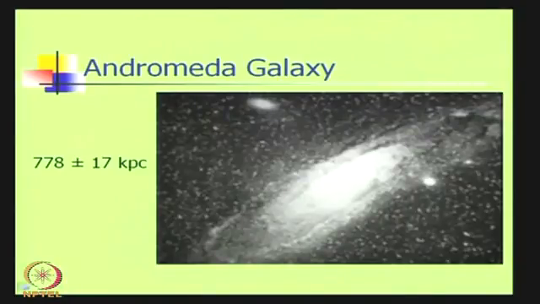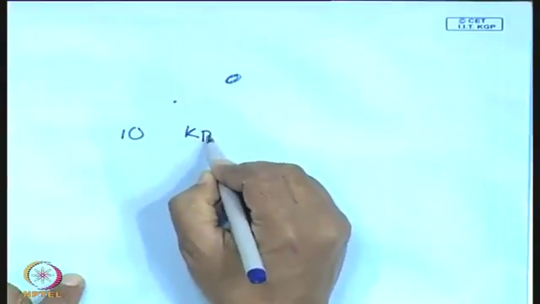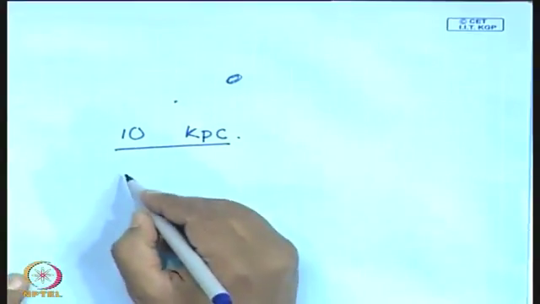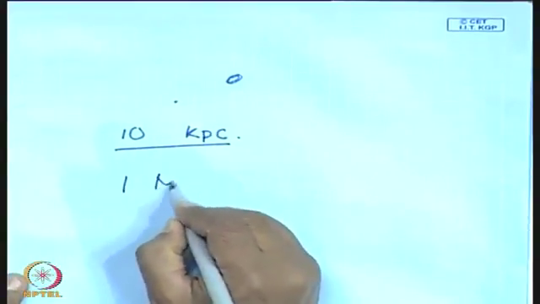Okay, and this is the currently accepted value. So this Andromeda nebula is at a distance of 778 kiloparsec, of the order of 1 megaparsec. So our galaxy has a size of the order of 10 kiloparsec, and the Andromeda galaxy is at a distance of around 1 megaparsec, which is obviously outside our own galaxy. Okay, so this was a very crucial step.